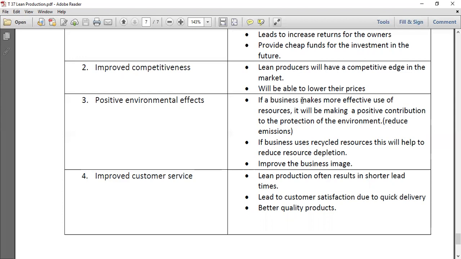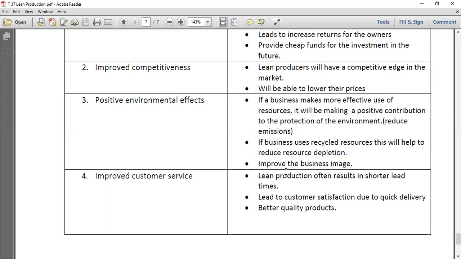third one, you can see positive environmental effects. If the business makes more effective use of resources, it will be making a positive contribution to the protection of the environment, like reducing emissions, right? Because if you use the resources more effectively, there is a positive contribution to the world, like the environment, reduced emissions, pollution. And if the business uses recycled resources, this will help to reduce resource depletion, right? And also finally, it improves the business image if you think about the positive environmental effect, because you are an eco-friendly company.